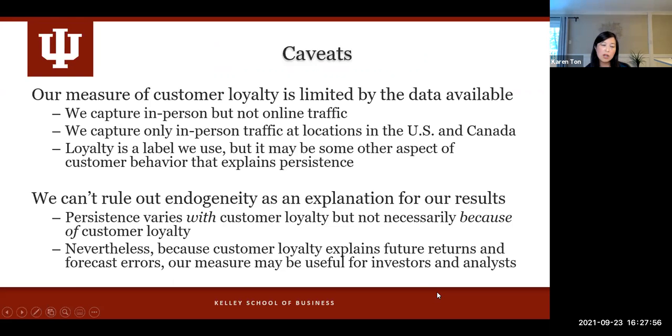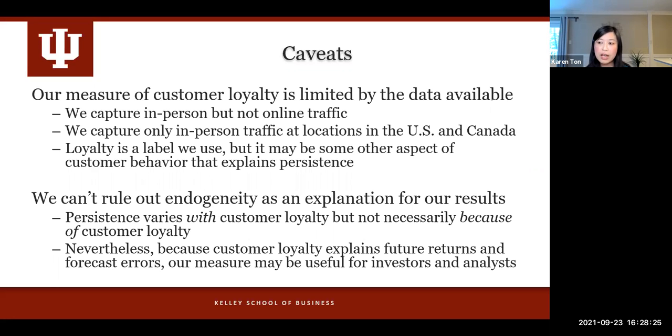So we have a couple of caveats. Our measure of customer loyalty is limited by the data we have available. So we are only able to capture in-person traffic. We're not able to view online traffic, for example. So if a firm's revenue largely comes from online traffic, then this customer loyalty metric is not going to be meaningful for those types of firms.